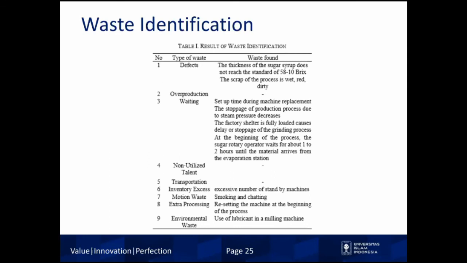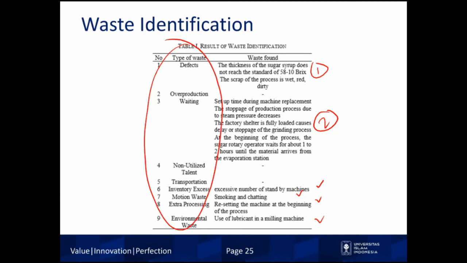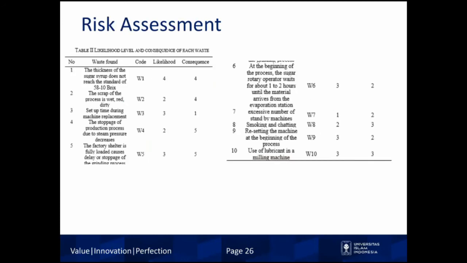Okay, from the first step, we have found some wastes that we categorize into the 9 wastes of lean. As you can see there, this is the first waste, this is the second one. I think this is the 4, 5, 6, and 7. Yeah, and this is the type of waste or the category of the waste.